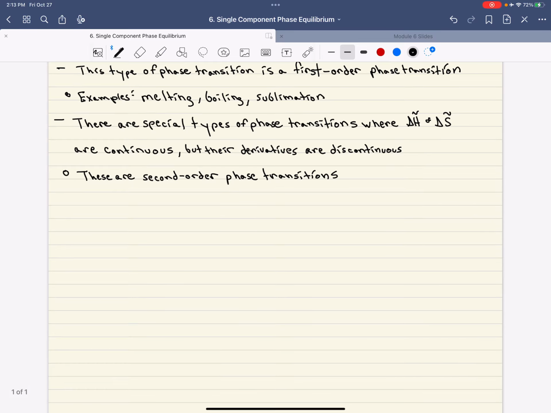Okay? All right, and so in this case, rather than delta H or delta S being discontinuous, it's their derivatives. So for example, if we take the second derivative of the molar Gibbs energy with respect to temperature, we know that's equal to the negative of the derivative of entropy with respect to temperature. Right? And by definition, that is the constant pressure heat capacity divided by temperature.